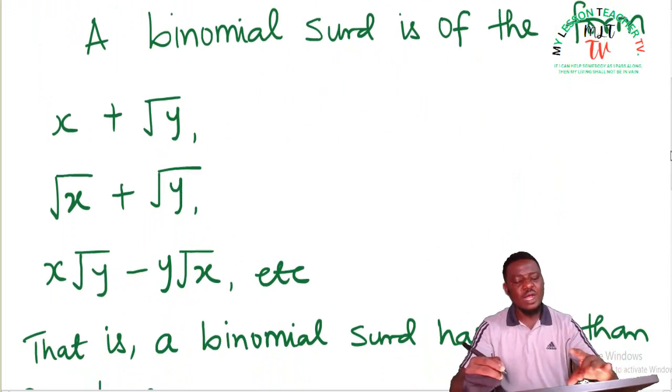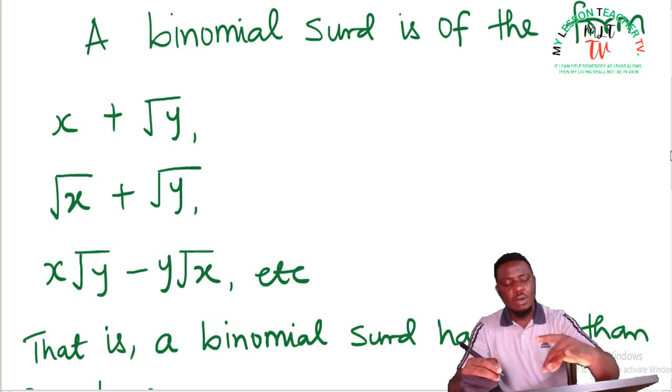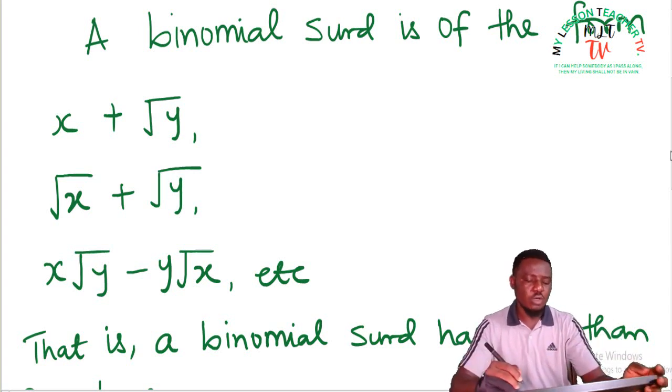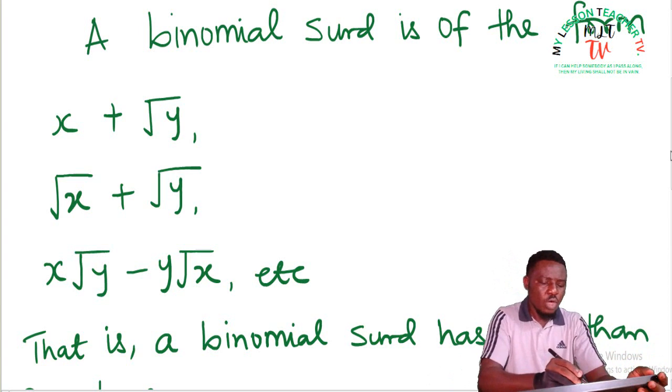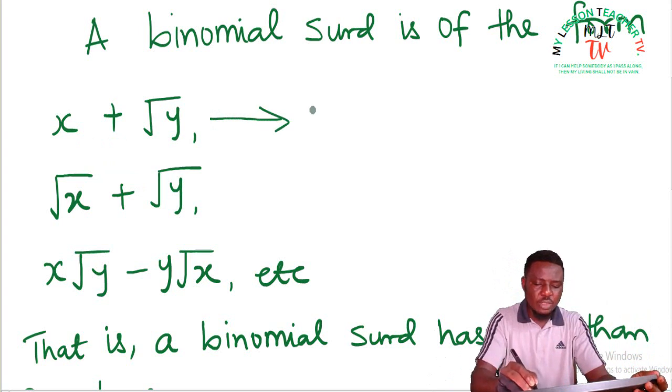Now let's see if we can get the conjugate of each of these surds. What can you say is the conjugate of x plus root y? The conjugate of x plus root y can be said to be x minus root y.